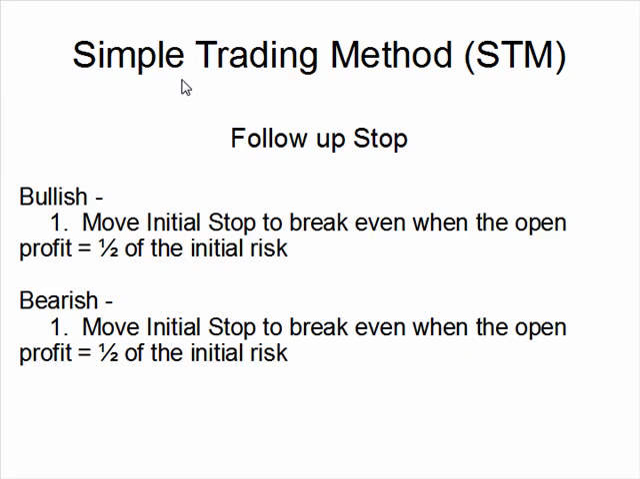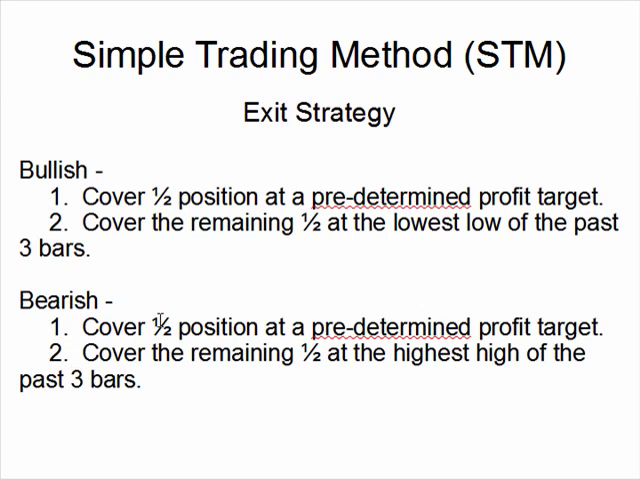And then a simple way to do this is to move the stop to break even when open profits equal 0.5% risk. Move the initial stop to break even when the open profit equals 1/2 the initial risk. So it's the same on either one of these. The key is to move those up quickly so that we're taking smaller and smaller losses as the price moves up.